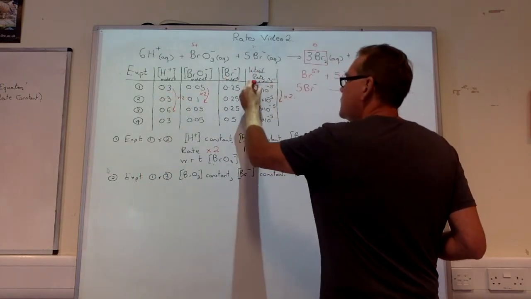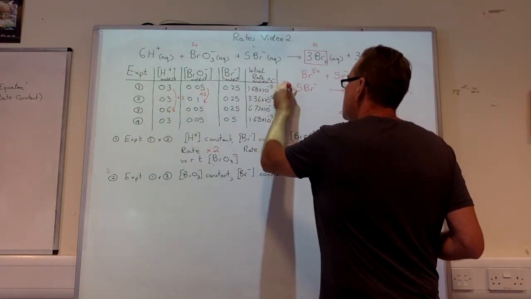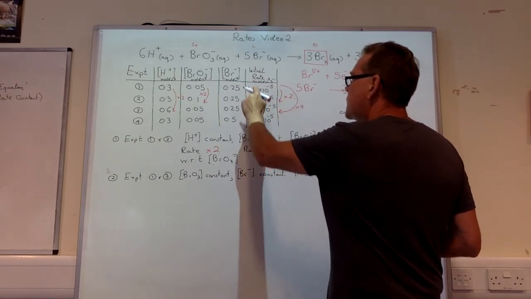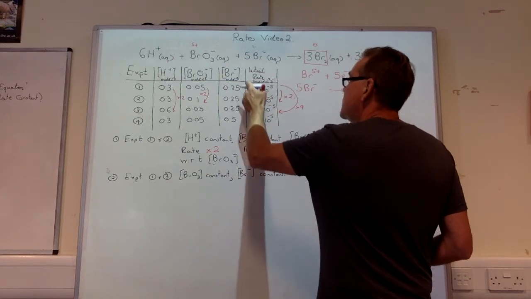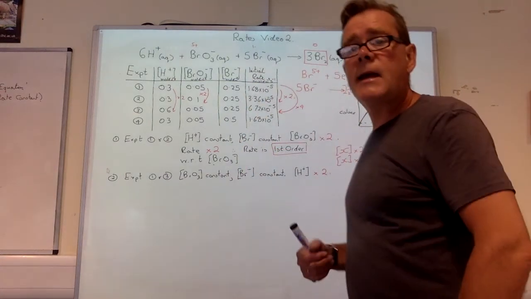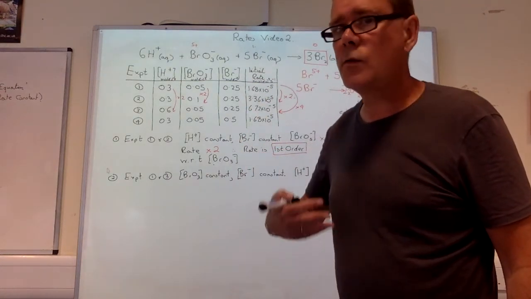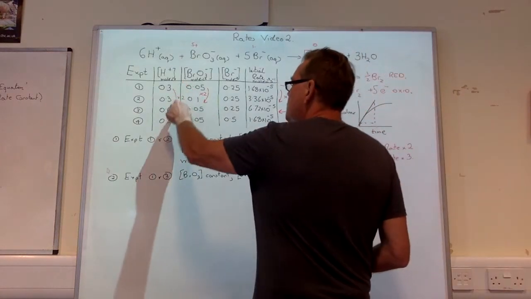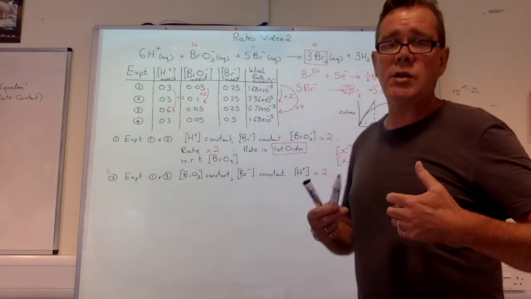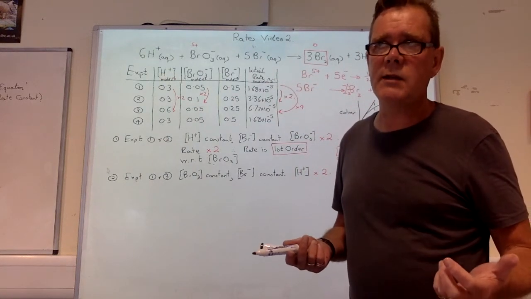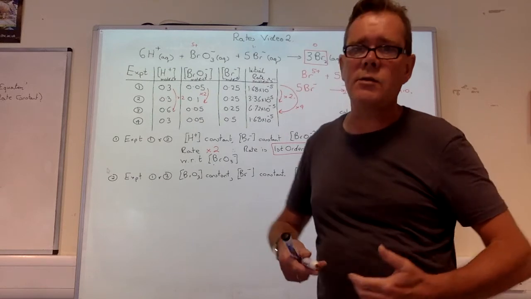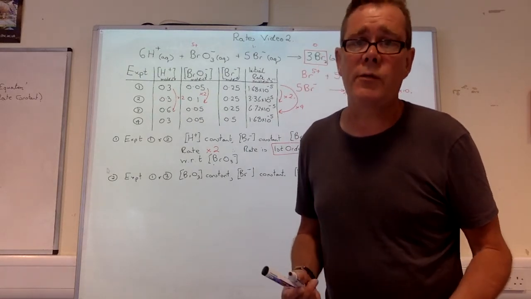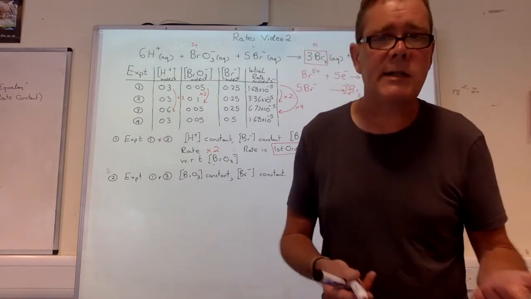What's happened to the rate between experiment 1 and 3? Answer, you're going to watch it. 1.68 to 6.72 is 4 times. That's what we call second order. That is a squared relationship. In other words, if you double the concentration of the acid, it doesn't double the rate, it makes the rate go 4 times faster. A bigger influence on the reaction, in fact the biggest that we look at A level.